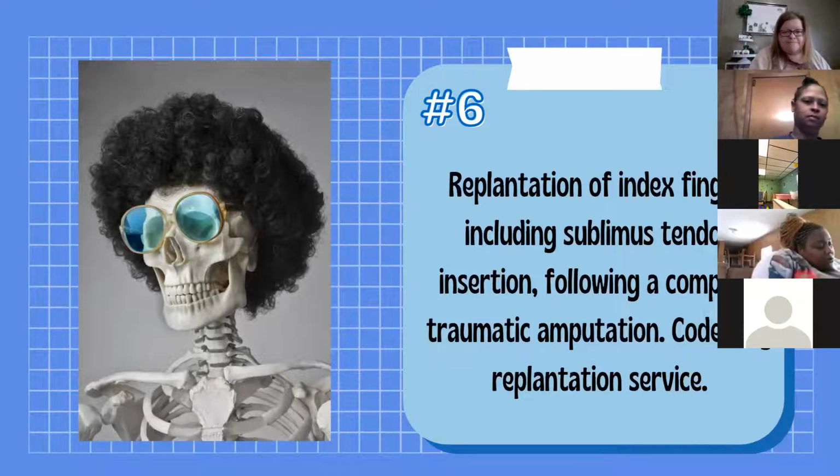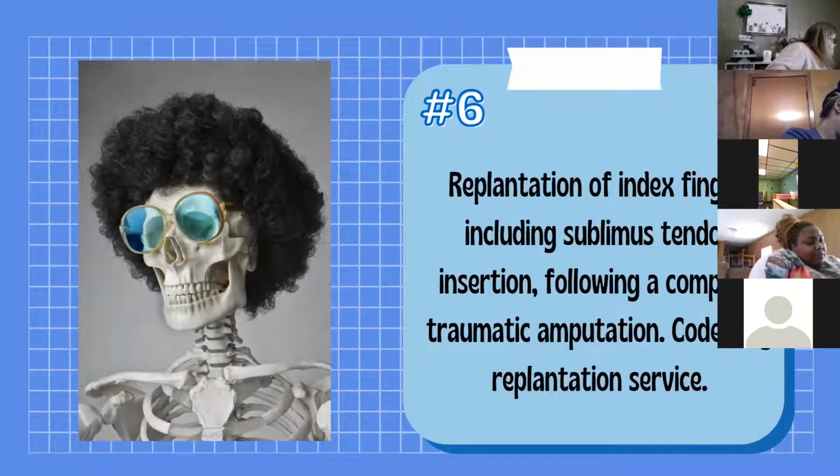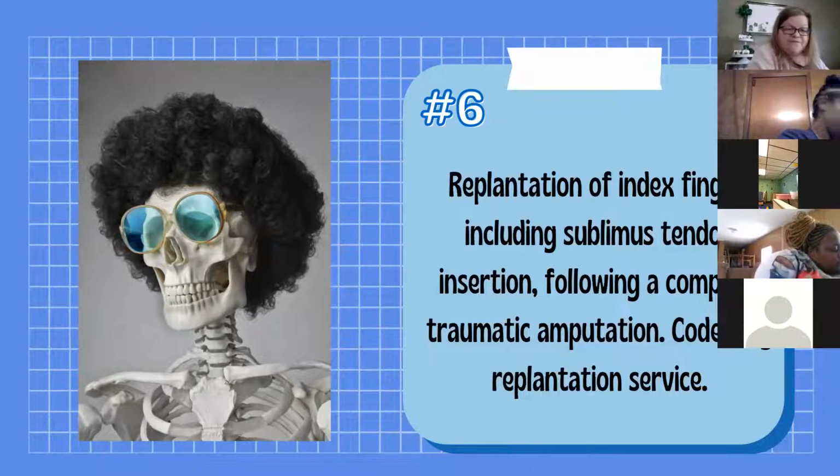Okay. So I have 20824 through 20827. That sounds right. How did you get there? What keywords did you look up? Replantation, that's the way I went. What did you come up with, Martinique? Yeah, that's right.